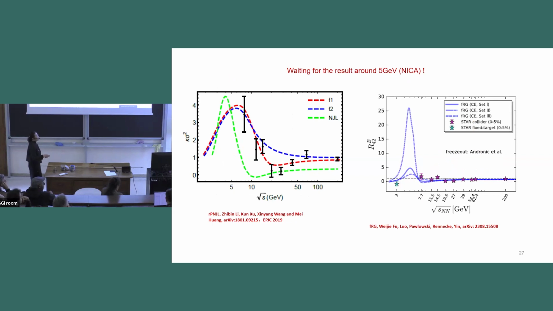But of course, we are also still waiting for experimental data around the 5 GeV collision energy. So maybe from NICA or in the future from HIAF in China. At least at the moment, there is no data around the 5 GeV. But from equilibrium, the peak structure shows up around the 5 GeV. So maybe in the future, if you see a kind of peak structure around the 5 GeV, that might be a signature for the critical point.